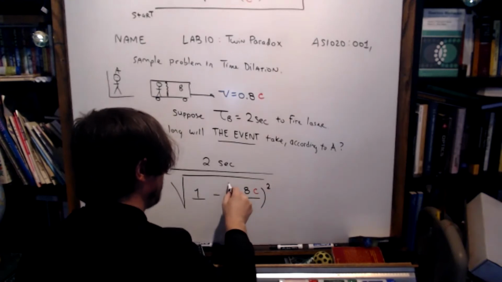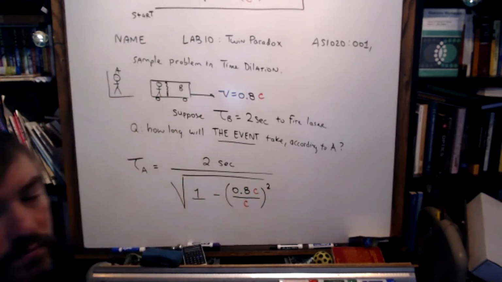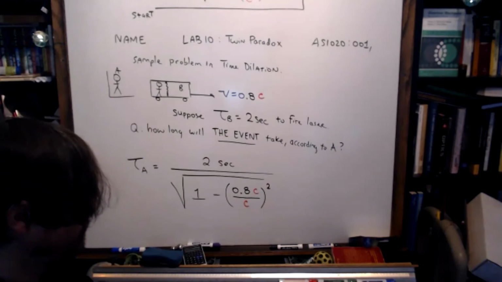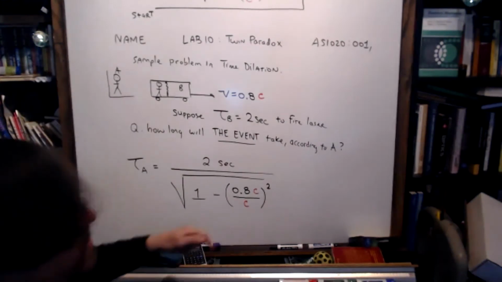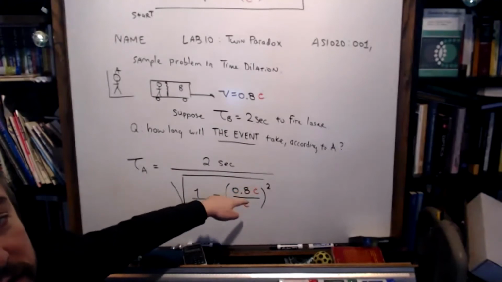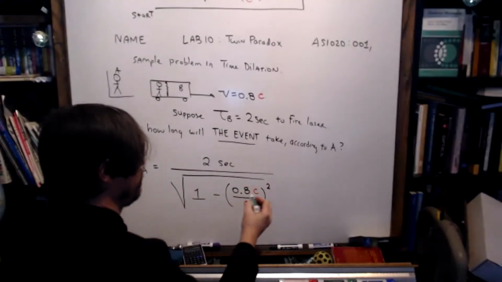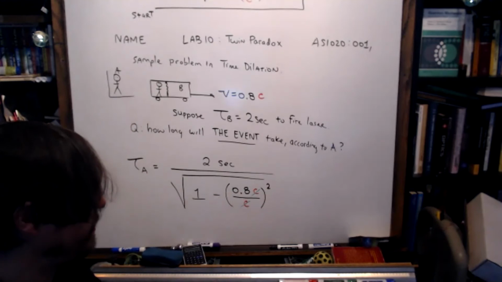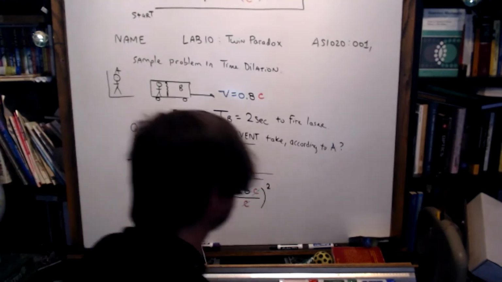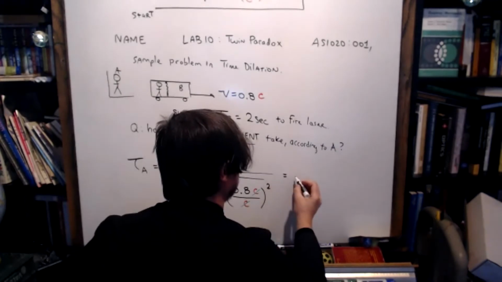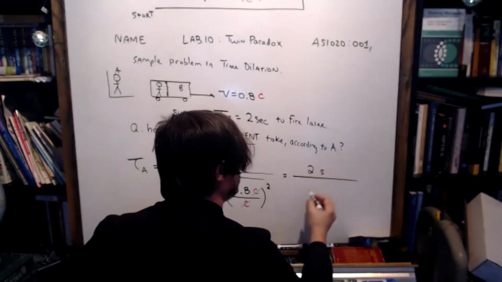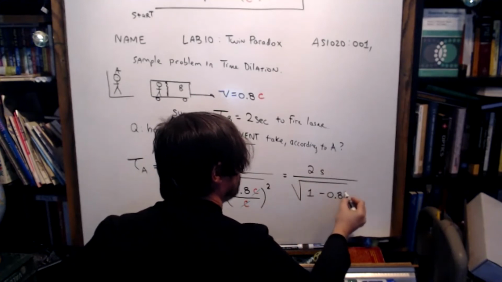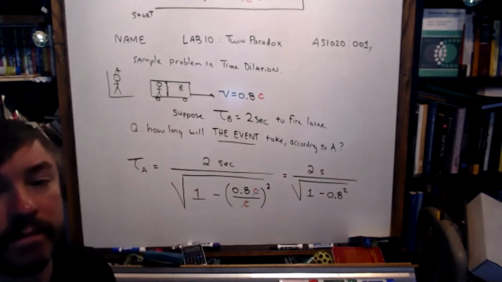So start by writing this down. I want you guys to notice that the speed of light appears top and bottom here, so we can cancel it out. And this just becomes two seconds divided by the square root of 1 minus 0.8 squared. Okay.